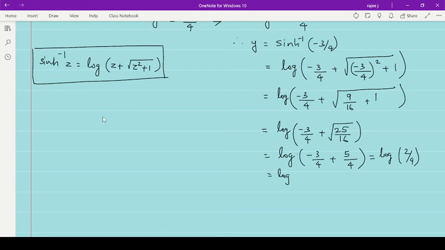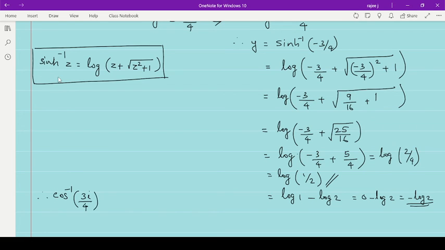Log of 1 by 2 we can write as minus log 2 also, because log m by n is log m minus log n. Log 1 is 0, so the answer is 0 minus log 2, or minus log 2. So this is the imaginary part. Therefore cos inverse 3i by 4 is equal to x plus iy, where x is pi by 2 and y is minus log 2. So cos inverse 3i by 4 is pi by 2 plus i into minus log 2. This is the real and imaginary part.